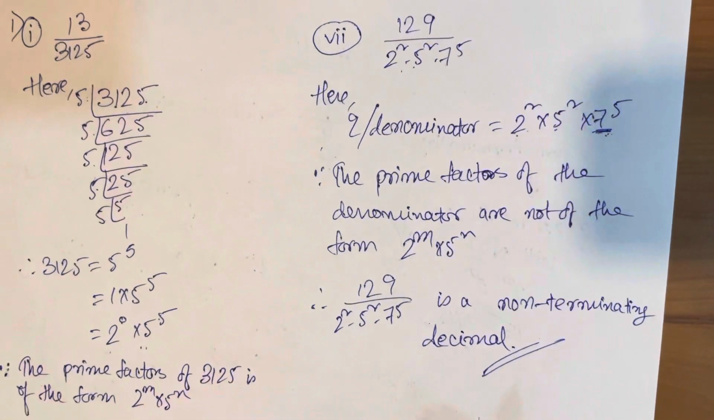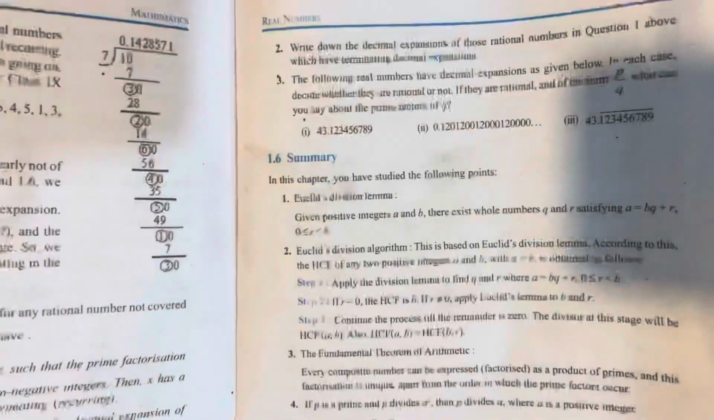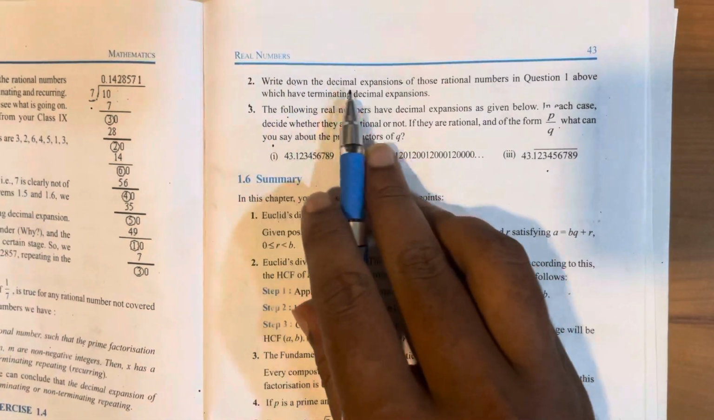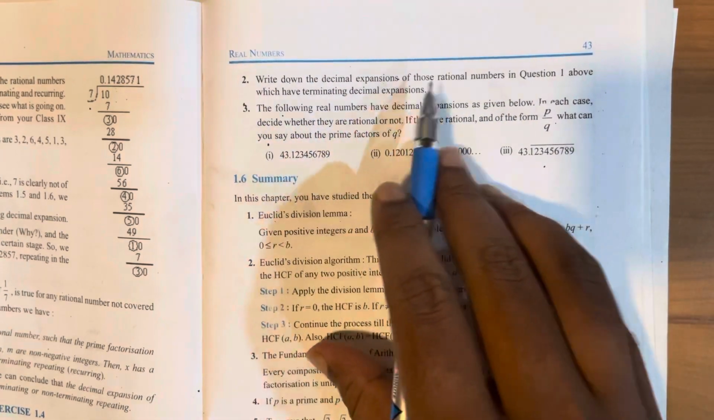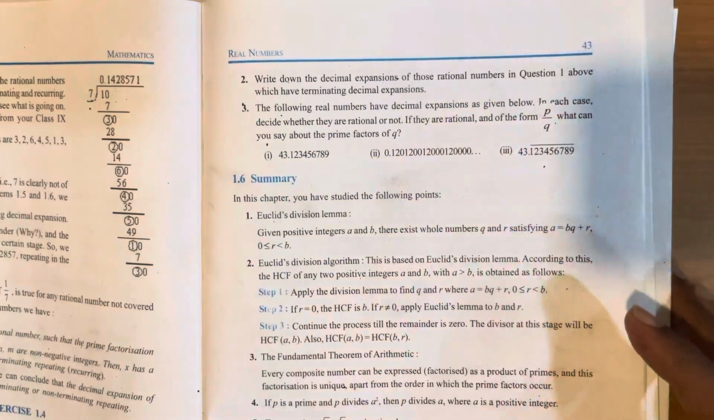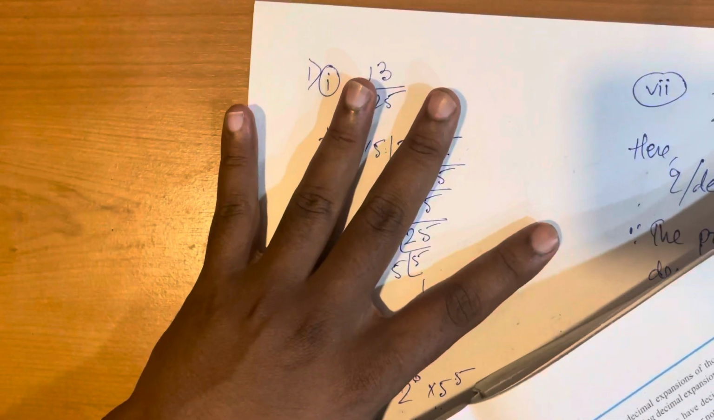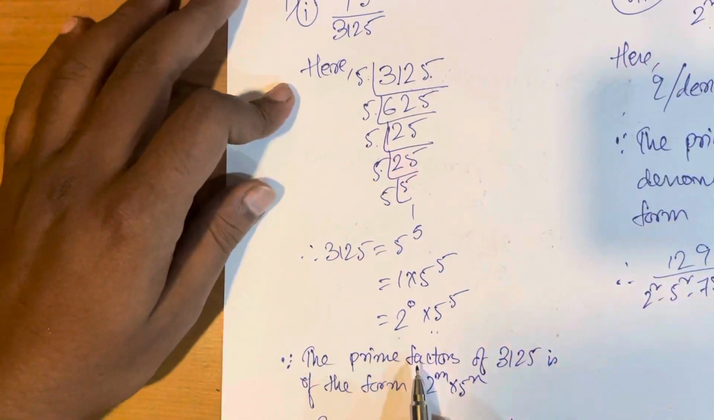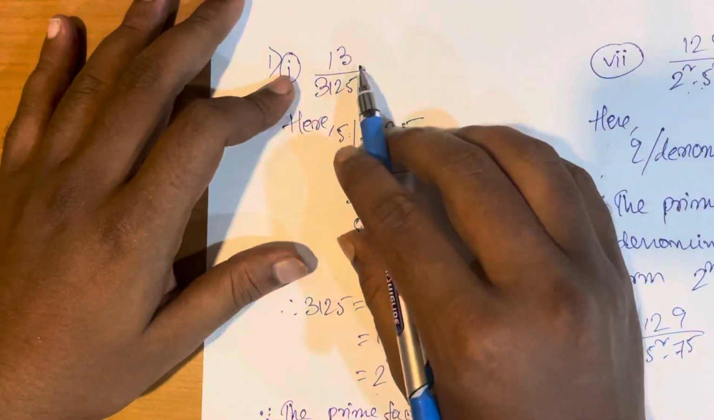I hope you have got how to do. Now if you look into the next two sums, here we have the book. So what do we have here? In question number 2, they have asked, write down the decimal expansion of all those rational numbers in question number 1 above, which have terminating decimal expansions. So you select the questions from question number 1, all the fractions which are going to be terminating. For example, this fraction is terminating.